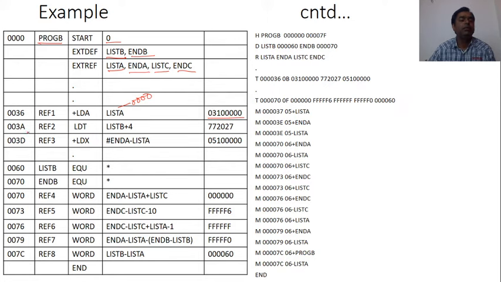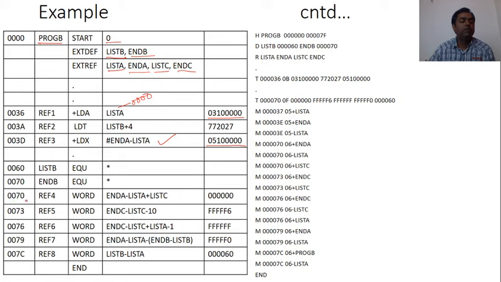Now the next instruction is at address 003A, that is LDT list B plus 4. Now here you can see I can find out the value of list B because I know that list B is written in the ext def section. What is the value of list B? That is 0060 plus 4, that becomes 0064. Just put this instruction in format 3, you will get this object code. Now the next instruction is at address 003D, that is plus LDX end A minus list A. I don't know the value of end A as well as list A. Just put it here 0 and put this instruction in format 4, you will get this object code.